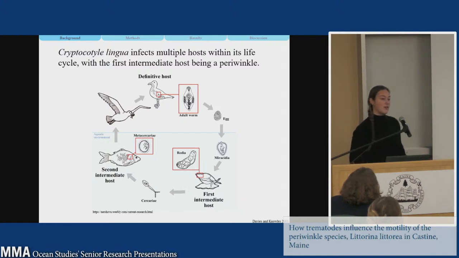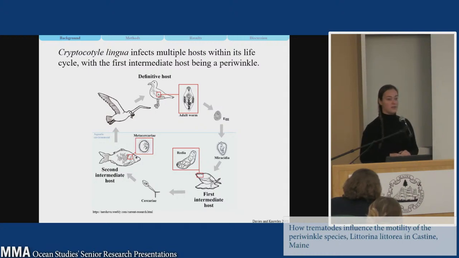The trematodes start off as little eggs in the guano of seabirds, and in this example, I'm going to be talking about the herring gull. So when the periwinkle is grazing on algae, it can accidentally ingest some of the guano from a herring gull, and therefore ingest some of the eggs of these trematodes.